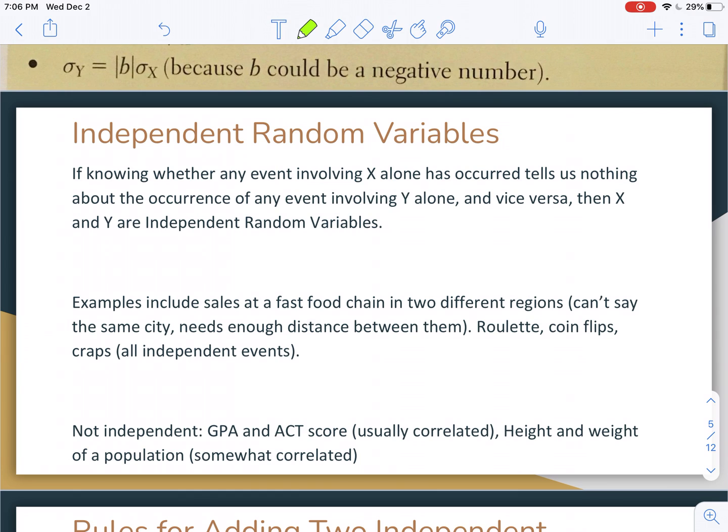Some examples of things that aren't independent are your GPA and ACT score. They're usually correlated. So usually people who have a high GPA tend to have a high ACT score. People with a lower GPA tend to have lower ACT scores. Height and weight of a population, those are somewhat correlated. Again, I'm never going to be under 100 pounds. There's just a certain level of weight that my 6'6" frame has to have on it, just via organs and bones. So it's dependent on each other.